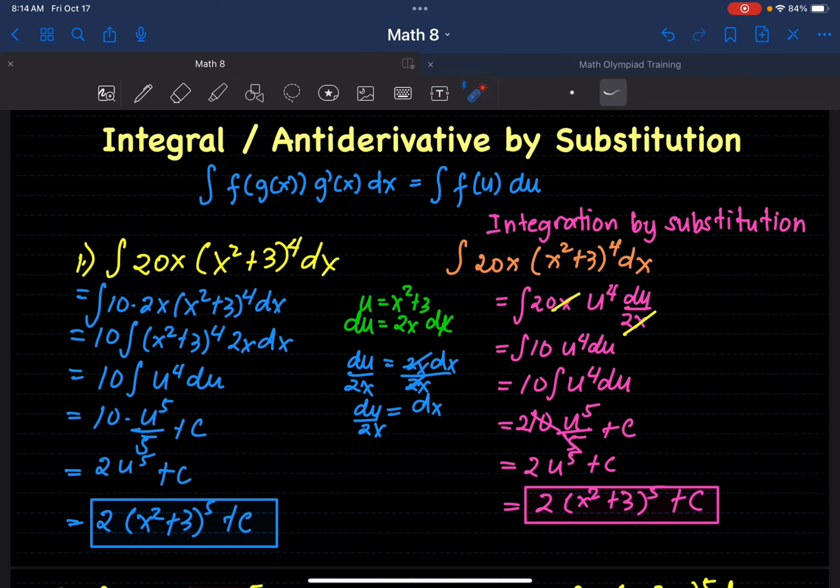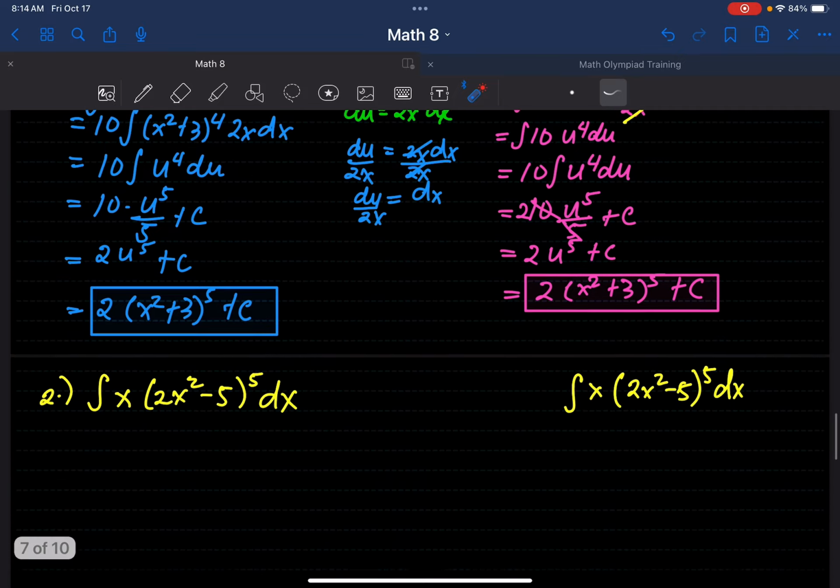So our u is x squared plus 3. The result is the same. So I just showed the two different ways how you can solve antiderivatives by substitution. So let's have more example.